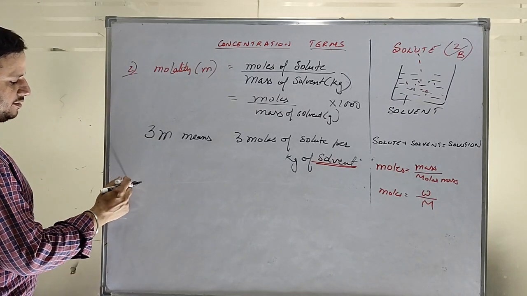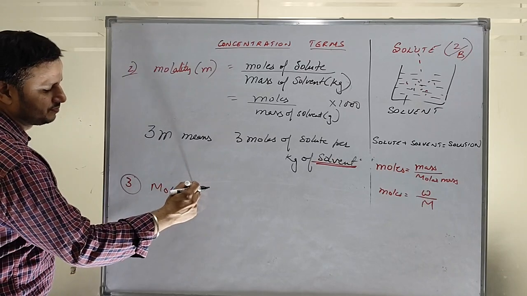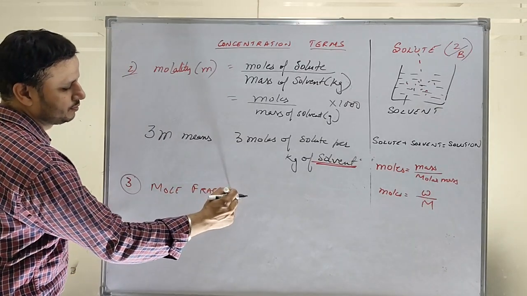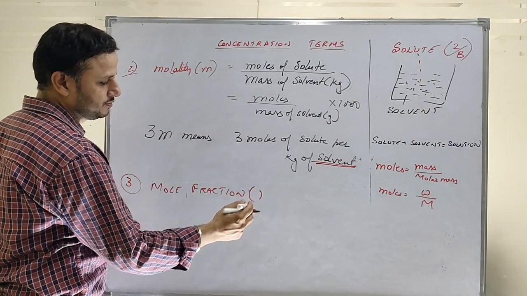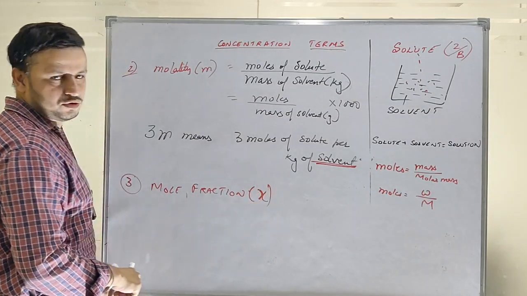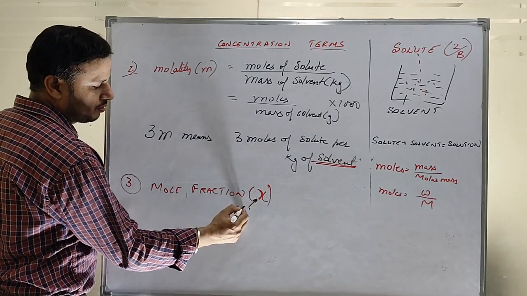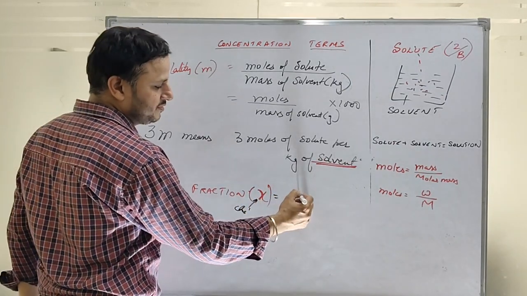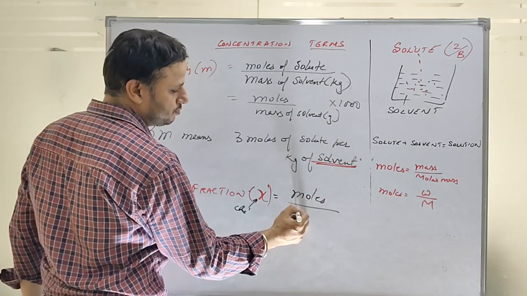So the third term is mole fraction, denoted by symbol X, or it is also known as chi. So mole fraction is moles divided by total moles.